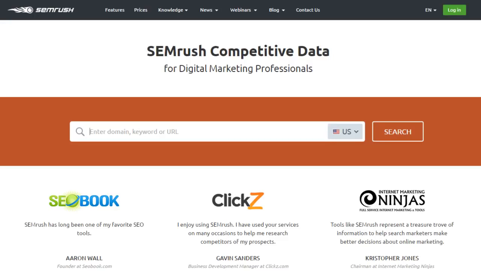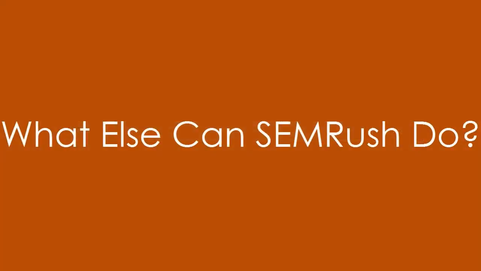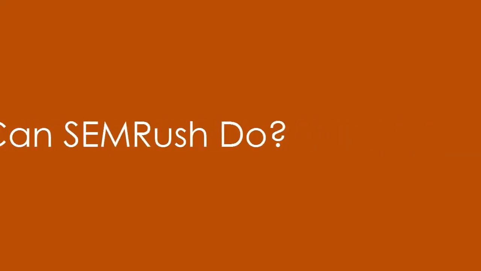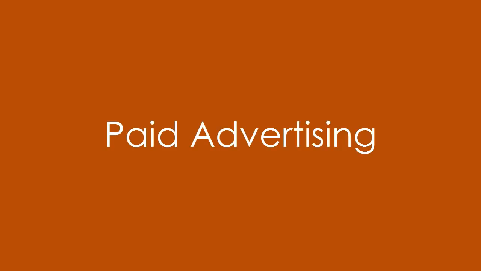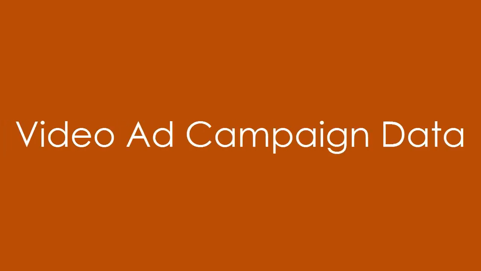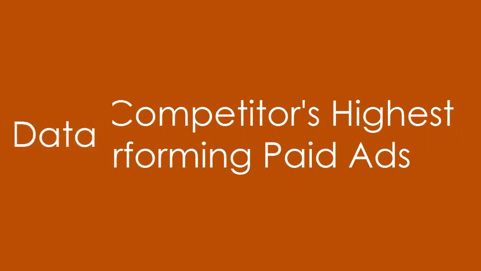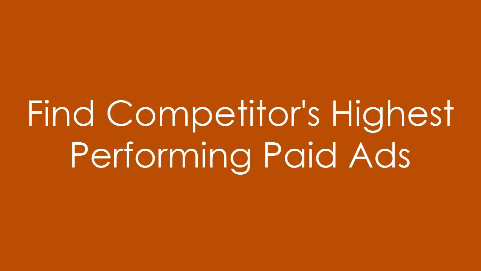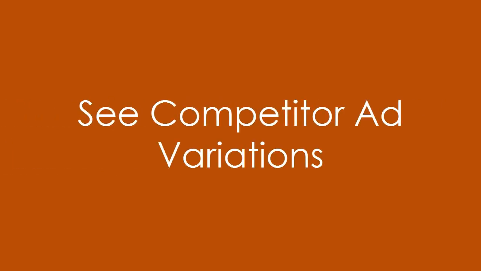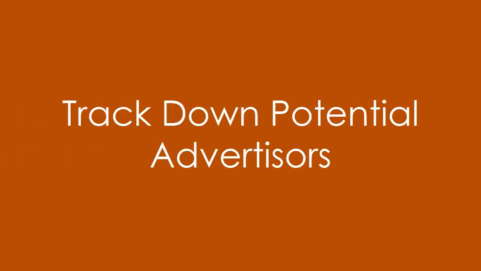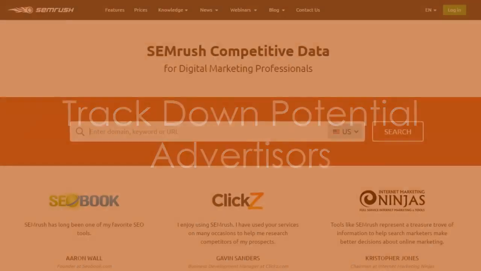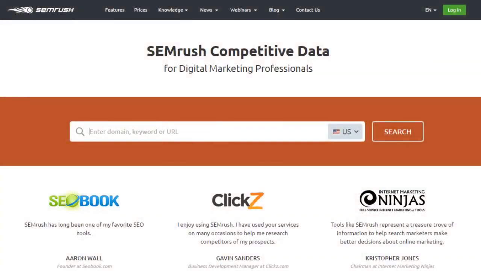But SEMrush also tackles a number of topics that I didn't cover here, including paid advertising if you are working on video ad campaigns. And it can also help you find your competitors' highest performing ads and take a look at the actual ad variations that they're using. And you can even use it to track down potential advertisers that may be interested in the site that you're working with. So there's a lot of additional benefits that you can get through SEMrush. So I hope you enjoyed this video walkthrough of SEMrush.